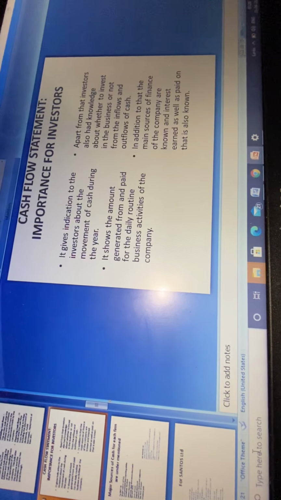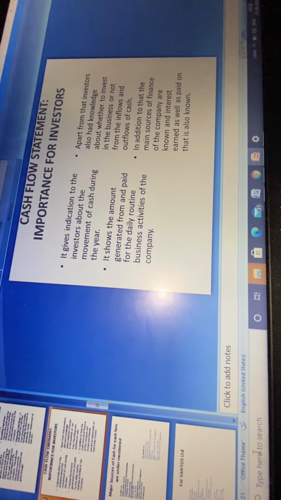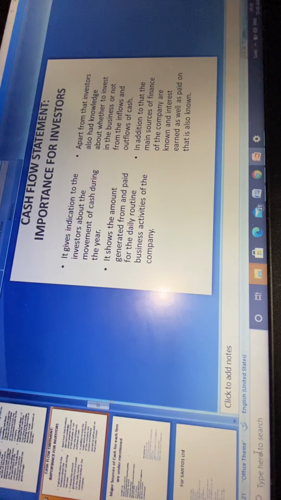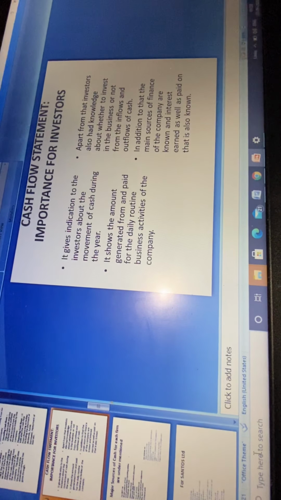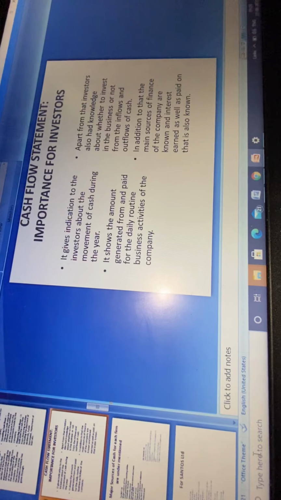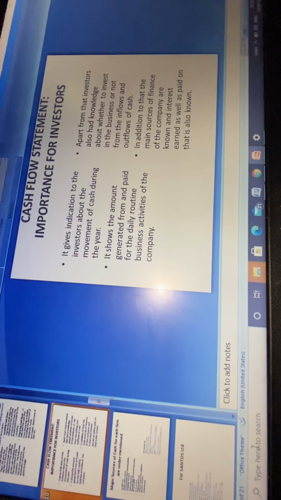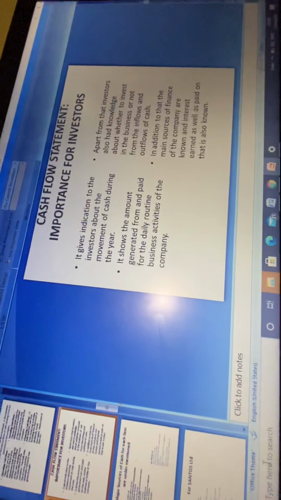And apart from that, the investors also gain knowledge about whether to invest in the business or not from the inflows and outflows of cash. In addition to that, the main sources of finance of the company are also known from the cash flow statement.